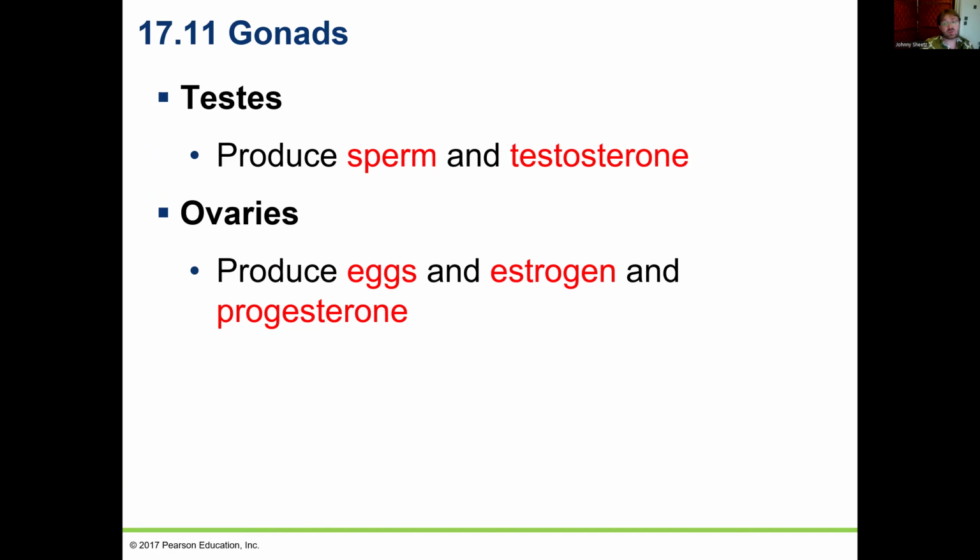Now, the two main gonads that are going to be producing the reproductive material, the site of synthesis for sperm and eggs, as well as some of the sex-specific hormones like testosterone, estrogen, and progesterone, that is going to be in the testes as well as the ovaries. The testes are the primary organ of male reproduction. The ovaries are the primary organ of female reproduction.